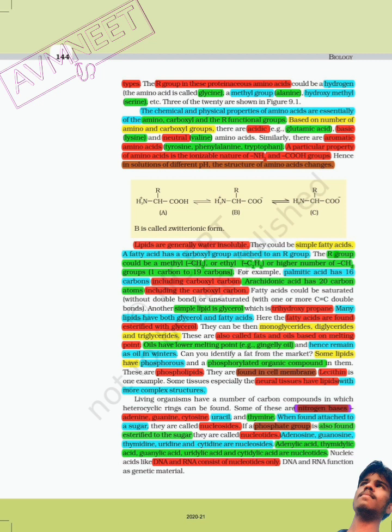Adenosine, guanosine, thymidine, uridine and cytidine are nucleosides. Adenylic acid, thymidylic acid, guanylic acid, uridylic acid and cytidylic acid are nucleotides. Nucleic acids like DNA and RNA consist of nucleotides only. DNA and RNA function as genetic material.